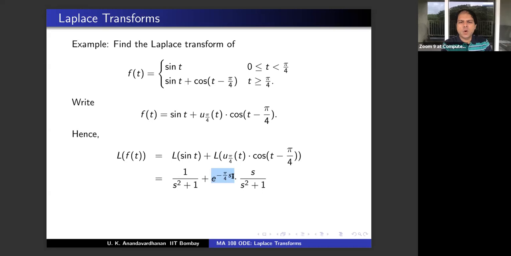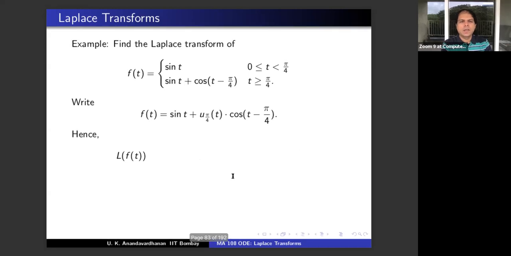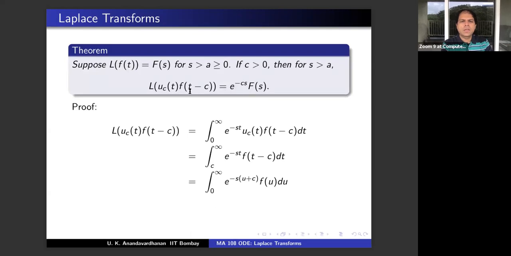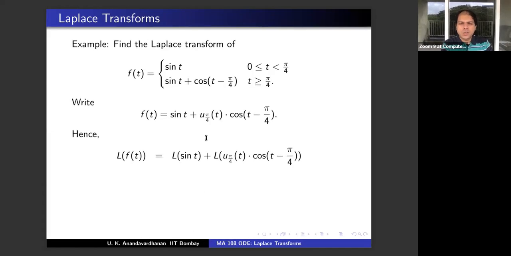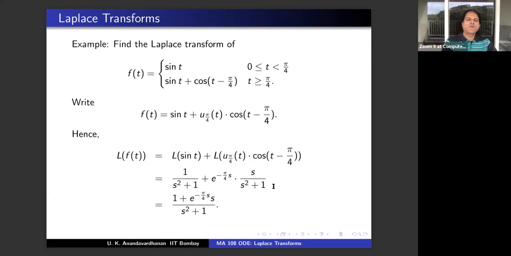times the Laplace transform of the function cos t, right? In your theorem, it is the Laplace transform of the function f of t. So if you have f of t minus c here, it is e power minus cs times the Laplace transform of function f of t. So what you have to write here is e power minus pi by 4 s times the Laplace transform of f of t. F is cosine. So Laplace transform of cos t, which is s by s square plus 1. So that's the answer.